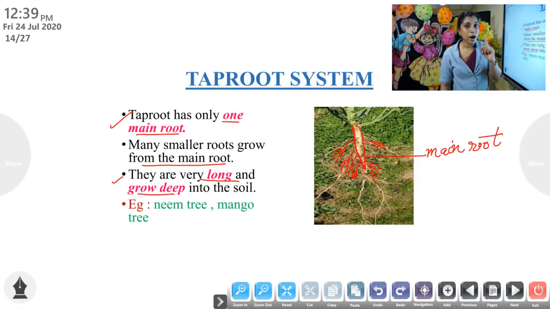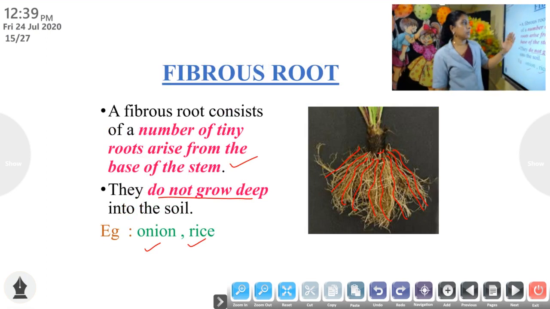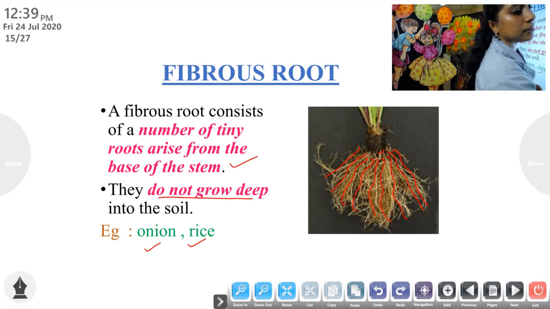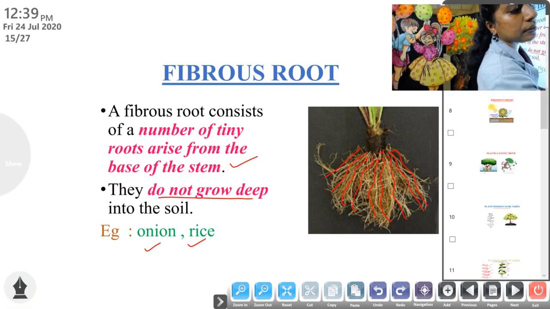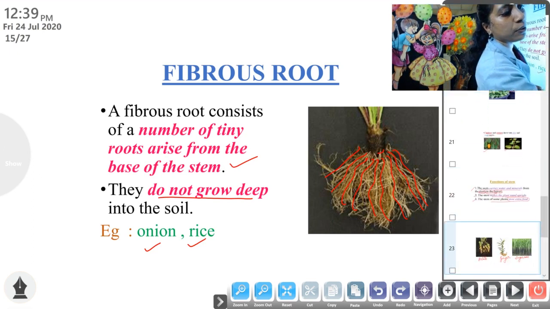What is the taproot system? Taproot system has only one main root and many smaller branches grow from the main root, and they are very long and grow deep into the soil. And fibrous root, a number of tiny roots arise from the base of the stem, and they do not grow deep into the soil. These are the main points we learned today, and do the exercises and the assignment in your notebook.